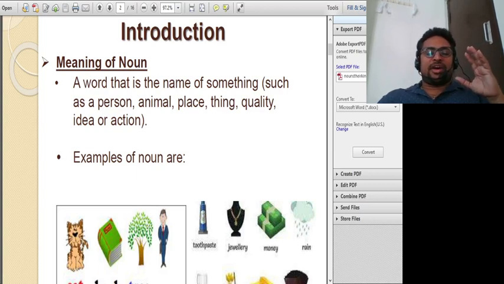Nouns are classified into 2 types. One is proper noun and the other is common noun. A proper noun describes a person's name, place names, things' names, days' names, and months' names. For example, Gandhi is a proper noun and Krishna Prasad is a proper noun.